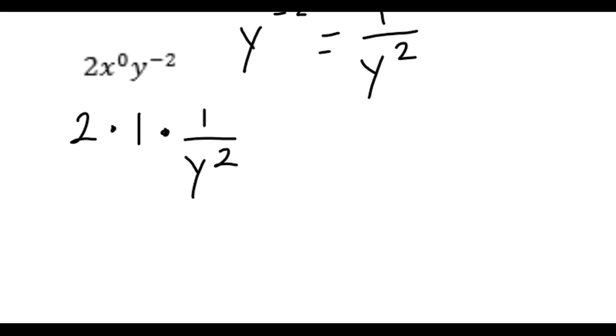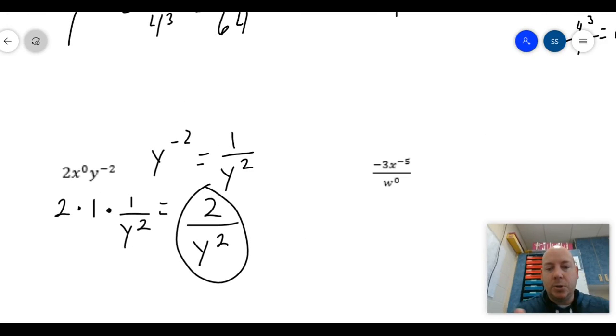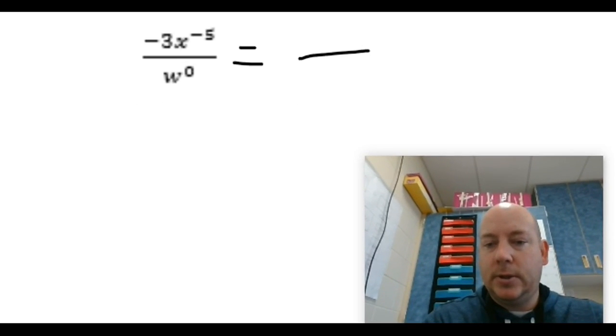And let's combine all that together. So my numerator, 2 times 1, is simply 2. And my denominator, I have y to the second power. So it'd simplify down to that. So just break it into its individual parts. And then our last one here, let's see, w to the 0 power is going to be 1.